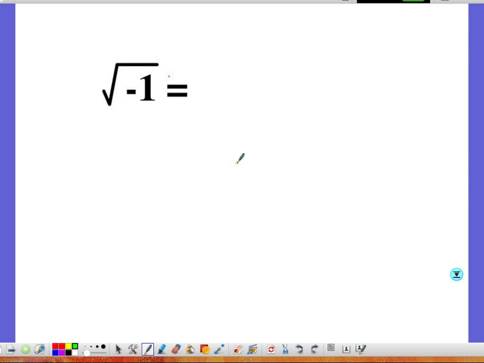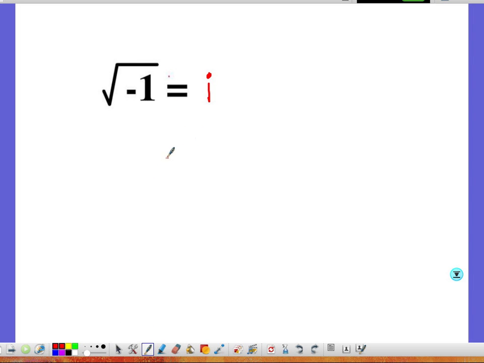Alright. Now remember from lesson 4.1, we learned that the square root of negative 1 is represented by i. i is just a symbol, just like pi is as well. Pi basically represents 3.14159 and so on. i is a symbol that you want to remember from now on. i is equal to the square root of negative 1.